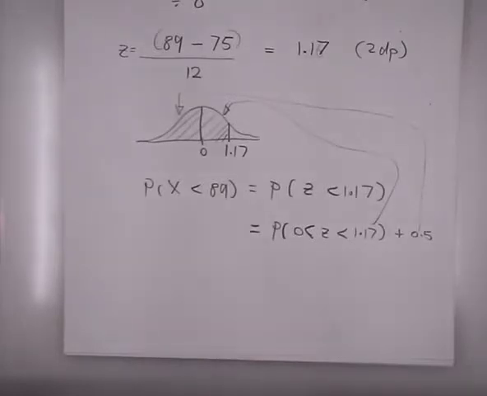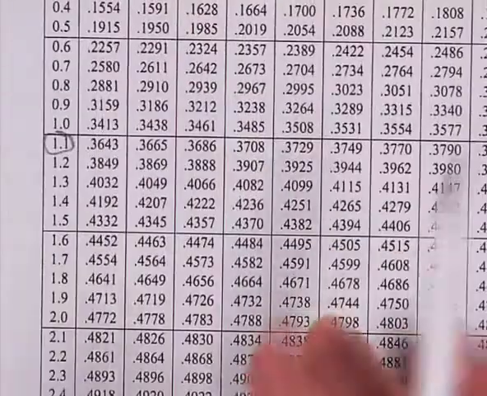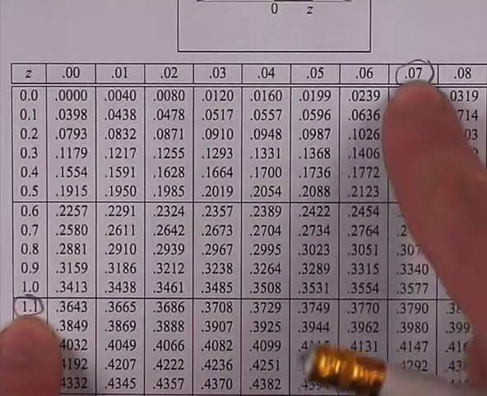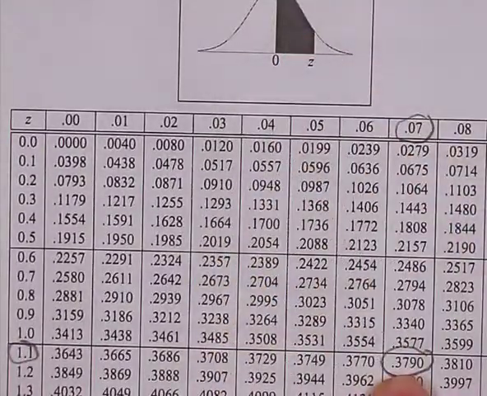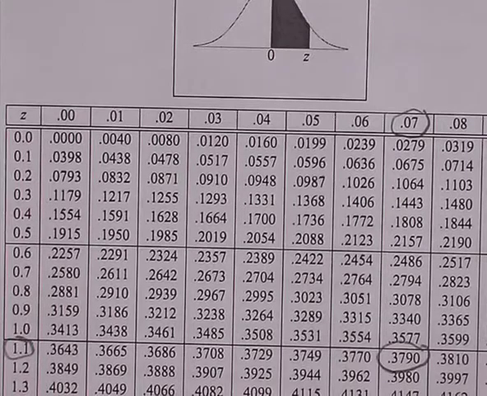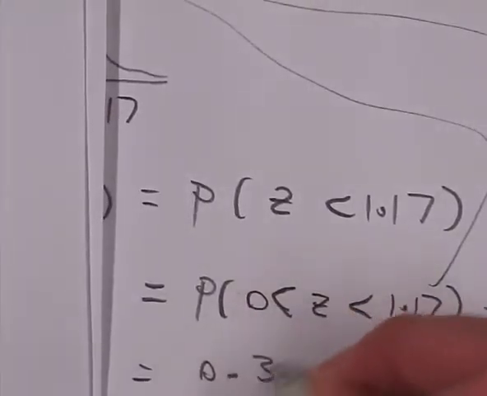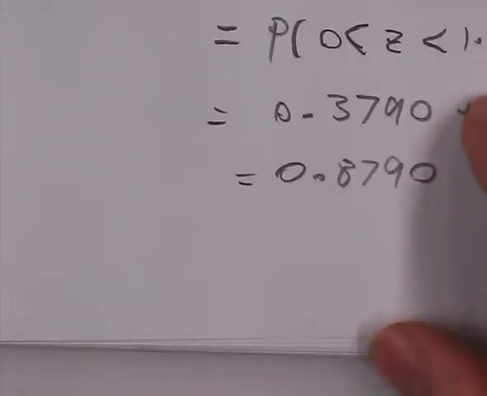And then my table says, if I just zoom in on it. So what we do is we go down the side to look for the 1.1. That's part of this 1.17. So we look for the 1.1 first, and here it is, 1.1. And then we go across the top until we find the 0.07, and together these numbers make the 1.17. And so I go 1.1 all the way up to this one, and that there is the probability that is in this zone here. So it was 0.3790 plus 0.5, which is 0.8790. And that's the probability.